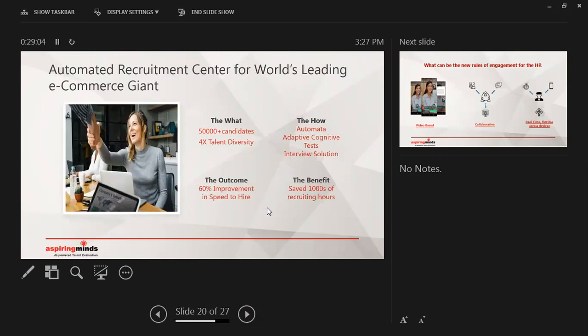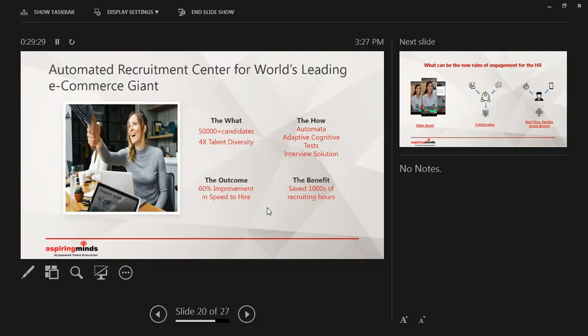Yes, Karan. This is about a leading e-commerce giant, and one of the challenges they were facing was that because they hired niche technical talent, the number of rounds they used to conduct for hiring a single candidate was around 7 to 8 per candidate. So they had to spend a good amount of time, and the time to hire was comparatively very high.